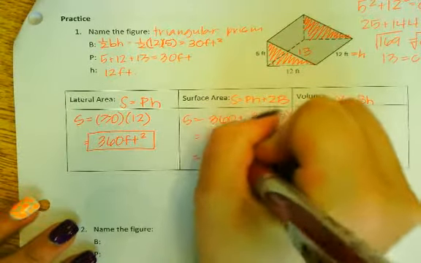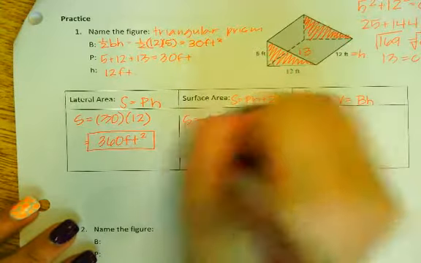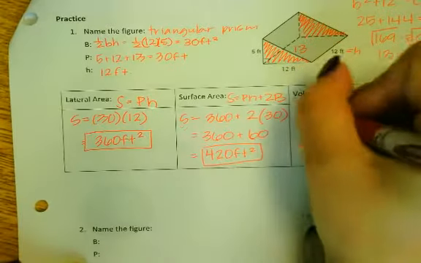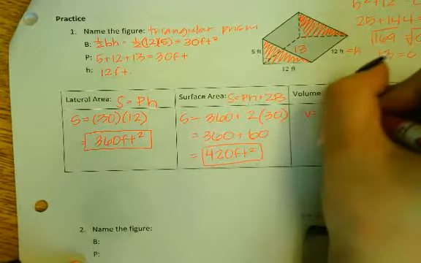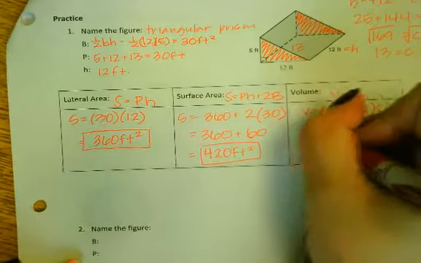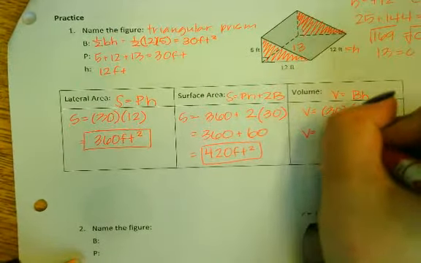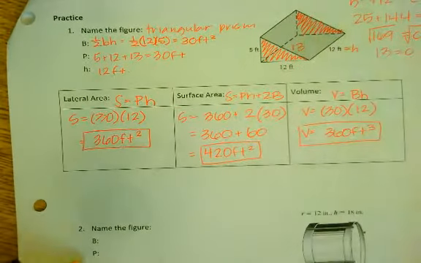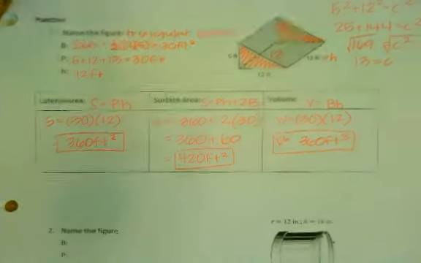Awesome. Okay, and then I have V equals, my base is 30, my height is 12. What is my volume? Cubed. Awesome. Questions on triangular prisms?